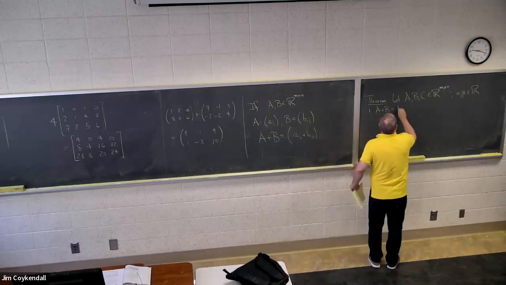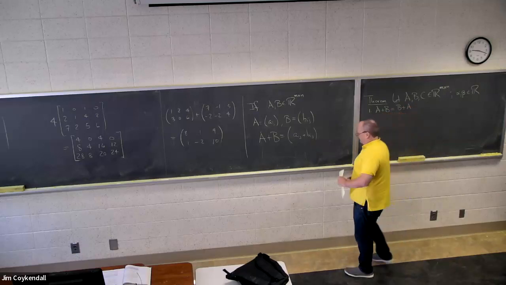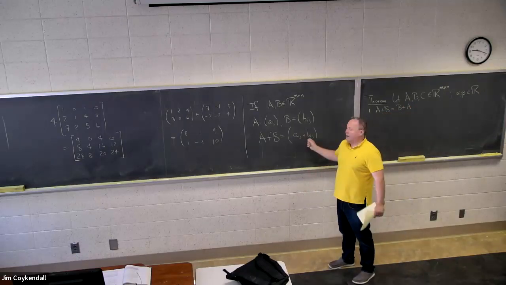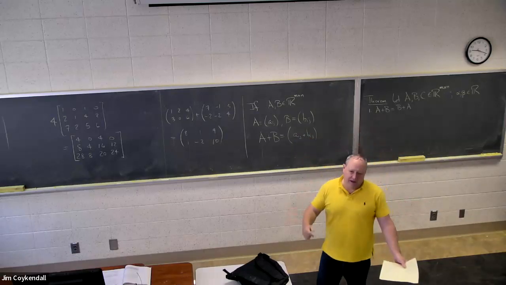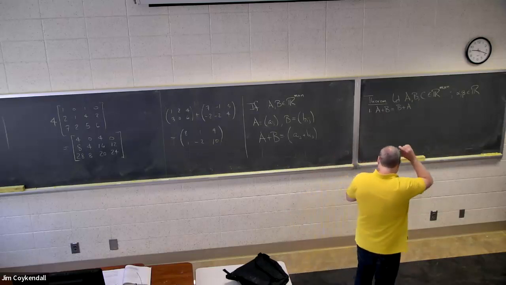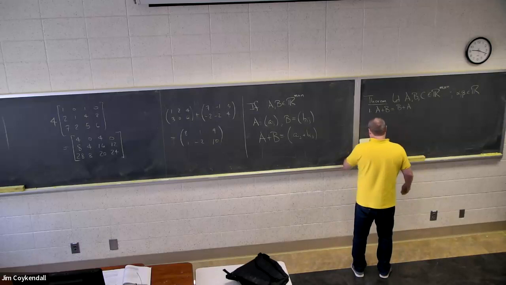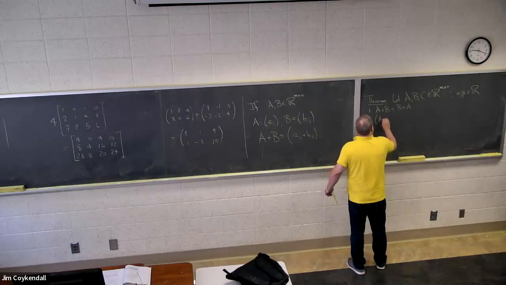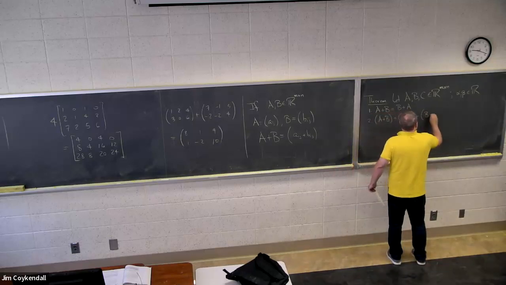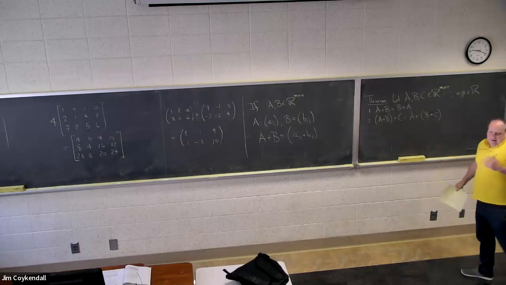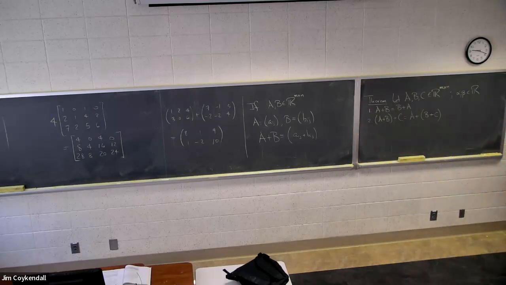1. A plus B is equal to B plus A. Because remember, every entry is just a number. Does it matter what order you add numbers in? No, 2 plus 5, 5 plus 2, same thing. So this translates over to matrices. 2. A plus B plus C, associativity. Again, this is because adding numbers is associative. So if you've got to add 3 matrices up, it doesn't matter if you add the first 2 first and add it to the third, or take the first one and add it to the sum of the second 2. It's all the same.